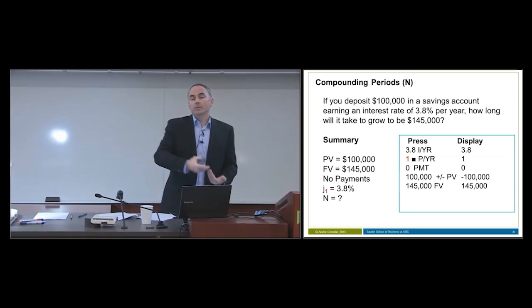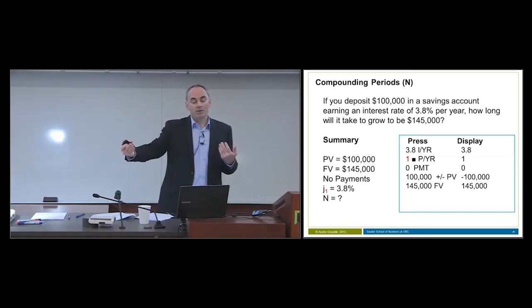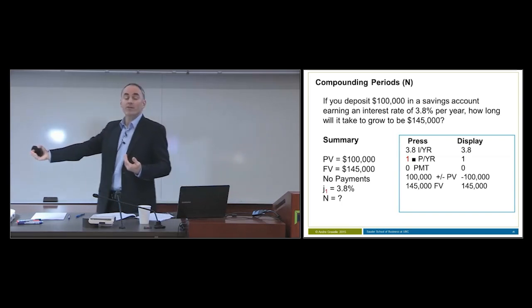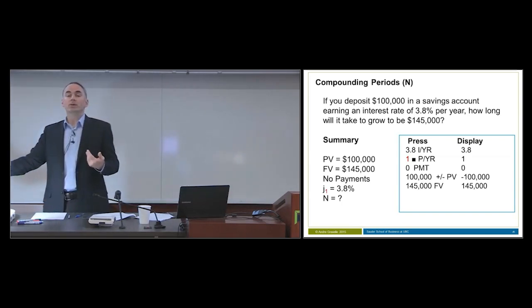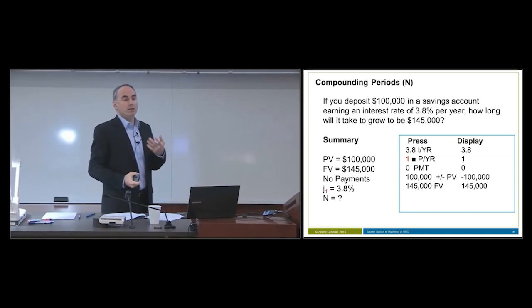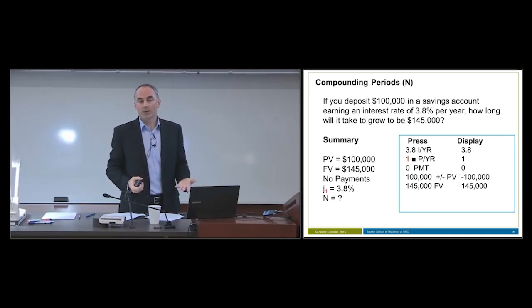The future value, we also know, it's $145,000. So this $100,000 is going to grow to become $145,000 at some point in the future. We don't know how long yet, but we'll find that out. So 145,000 is entered as a positive number, so we don't have to change the sign.